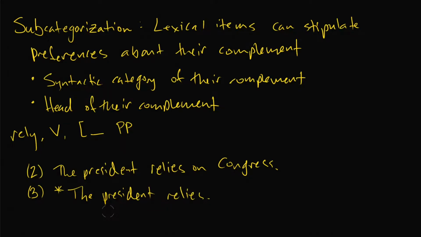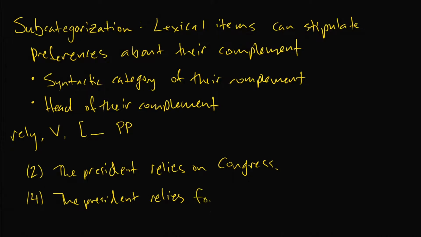We also said something more specific about the kind of prepositional phrase that has to follow the verb rely. It has to be a prepositional phrase headed by the preposition on. So it's ungrammatical to say the president relies for Congress, for instance. That's bad. And we can't say the president relies about Congress, to Congress. No other preposition will work here.